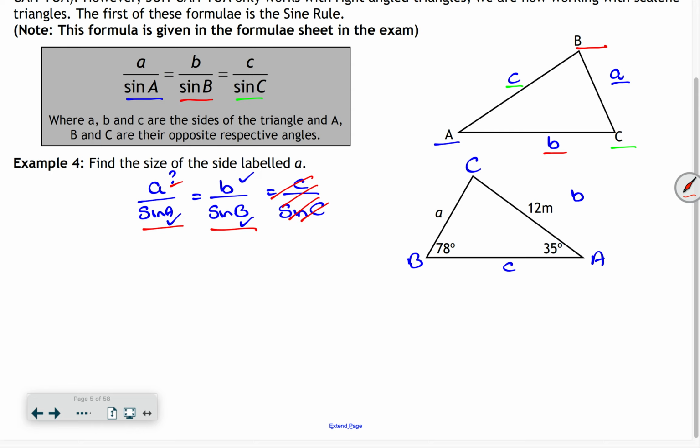If you don't know anything about it, who cares? You don't need it. So really it's a case of a over sine A is equal to b over sine B, and all I'm going to do is put in what I know. I'm calling it side a, so it's a over the sine of angle A, which is sine 35, is equal to side b, which is 12, over sine B, which is sine 78.